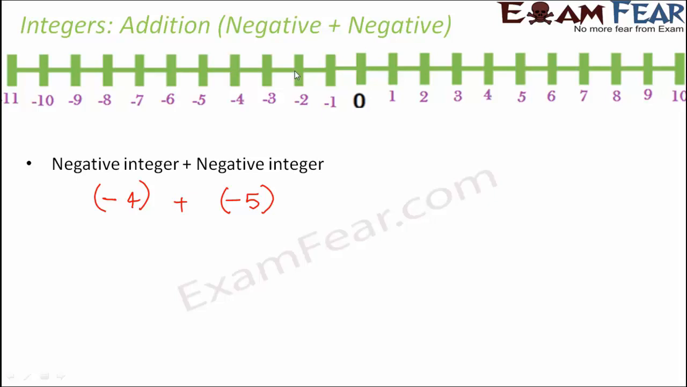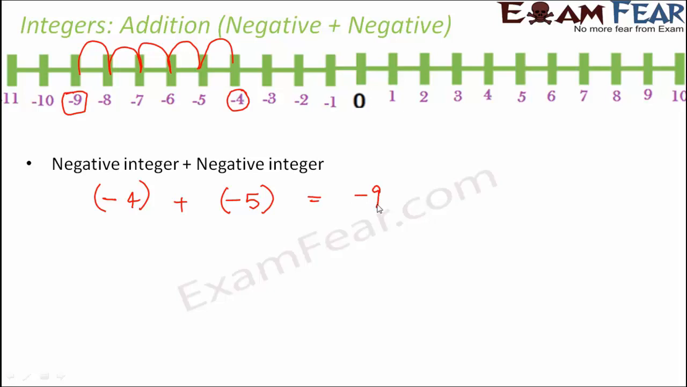Now let us locate minus 4. This is where minus 4 is. Now we are adding a negative number to it. So where will we move? Adding a negative number, we will move towards the left. So 5 jumps to the left. 1, 2, 3, 4, 5. Where have we reached? We have reached at minus 9. So the sum would be minus 9.